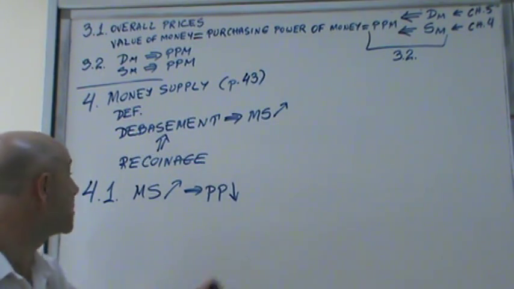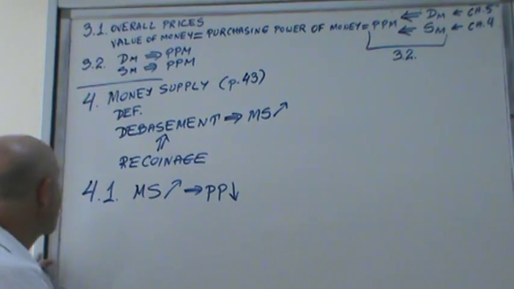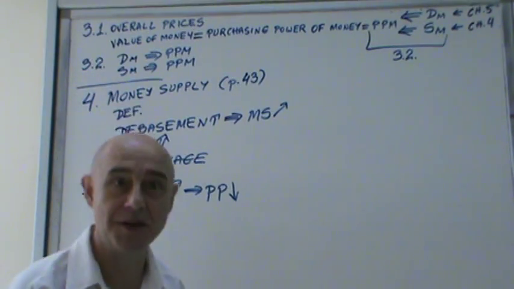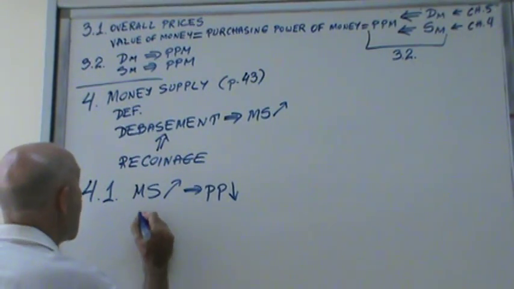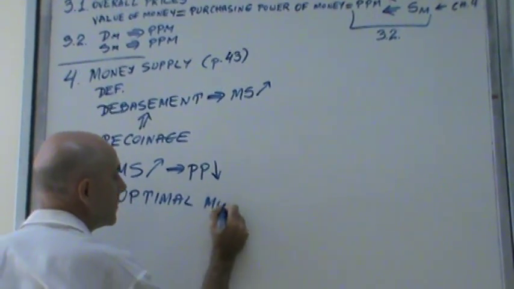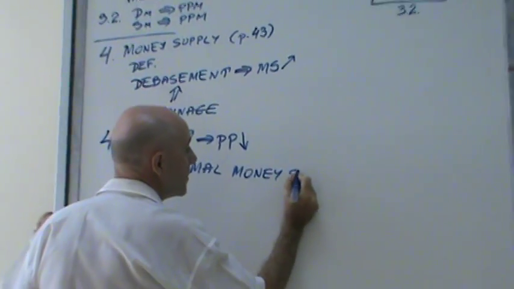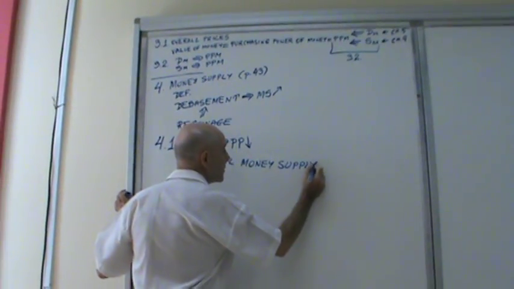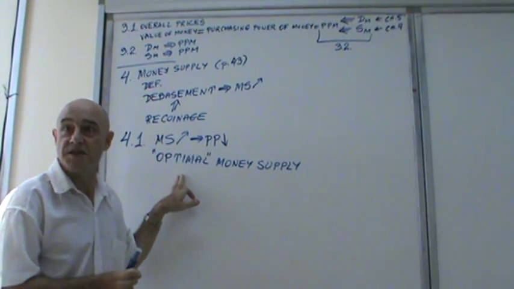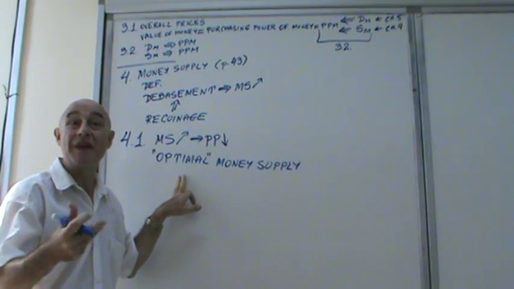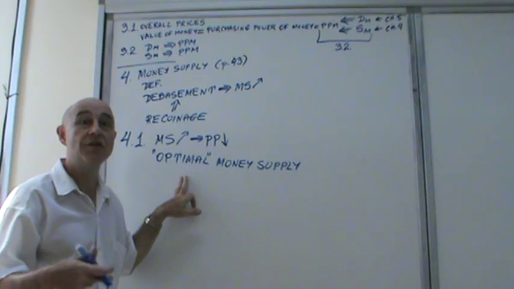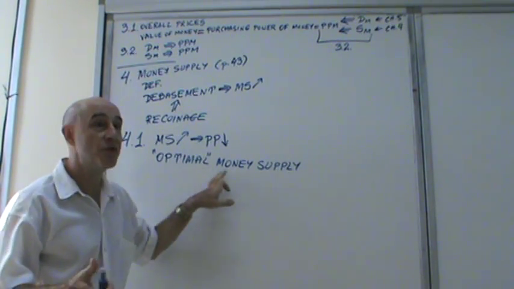That's important to understand. So, for part 4.1, they say, what should the supply of money be? We state it as optimal money supply. Optimal means the best. What is the best money supply? Should the government issue 1 billion or 2 billion or 10 billion or 1 trillion or 10 trillion or 100 trillion? What is the optimal money supply?